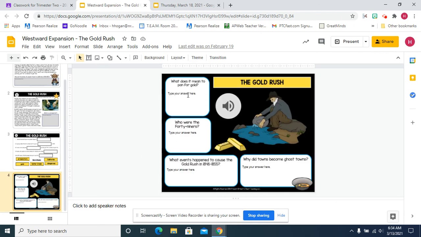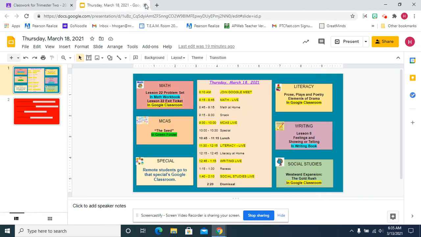And finally, answer these questions. What does it mean to pan for gold? Who were the 49ers? What events happened to cause the gold rush in 1848 to 1855? And why did towns become ghost towns?